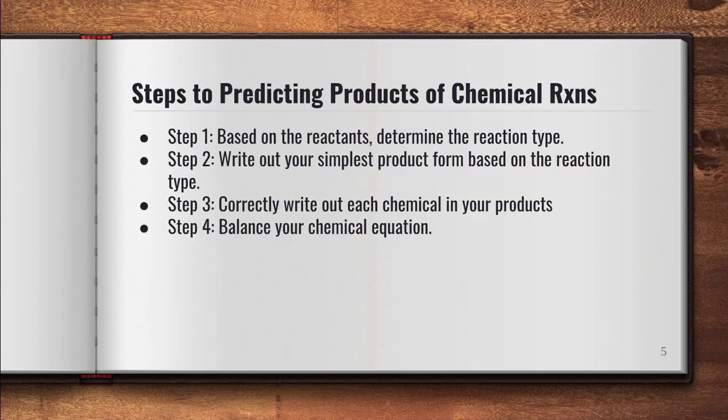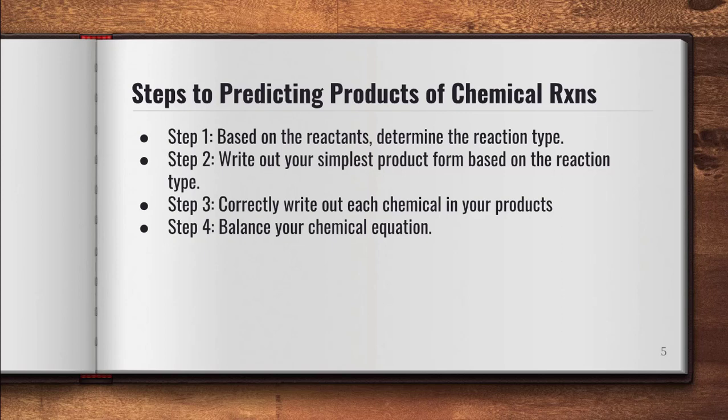Well, Step 1 states that based on the reactants, we determine the reaction type. So you remember, if we have an element plus an element, then it's going to be synthesis. Or if we just have one compound to the left of the arrow, we know it's decomposition. An element plus a compound is more than likely single displacement. Two compounds are going to be double displacement. And a hydrocarbon plus oxygen is going to be combustion.